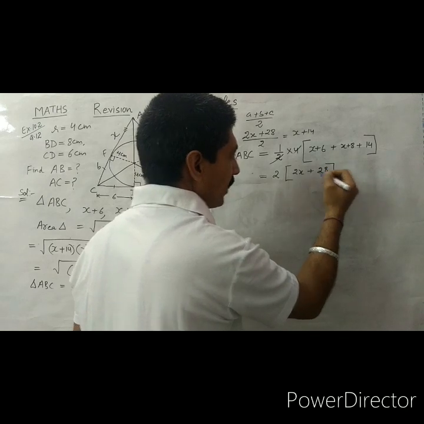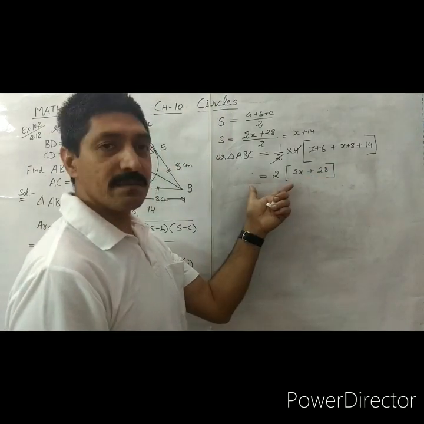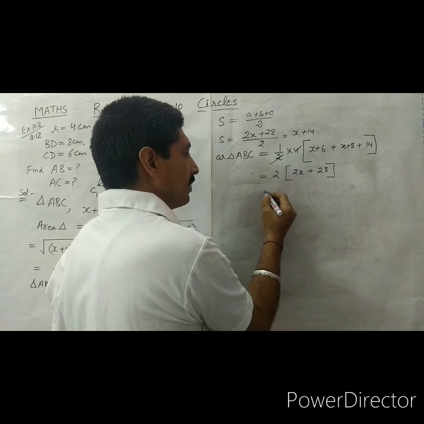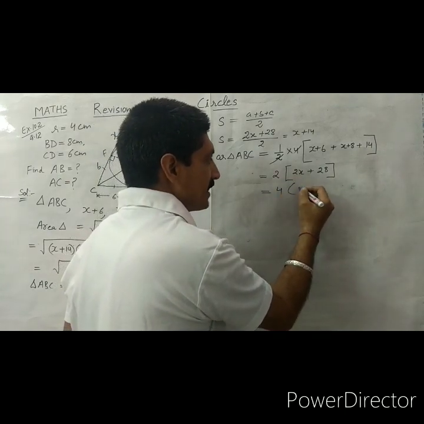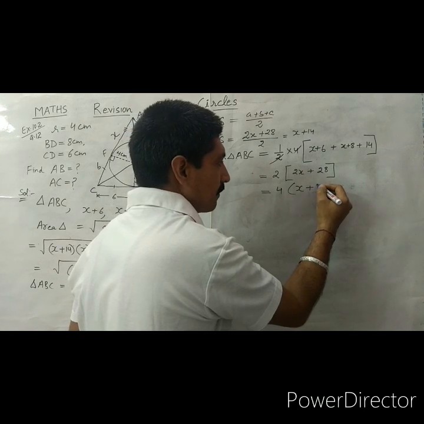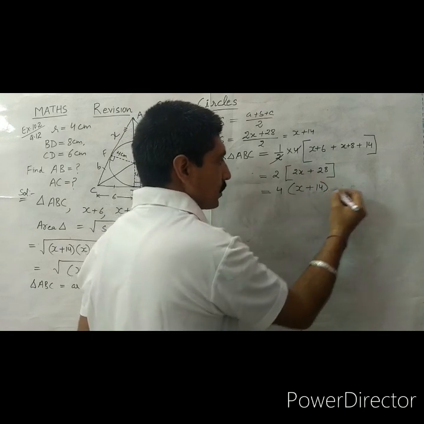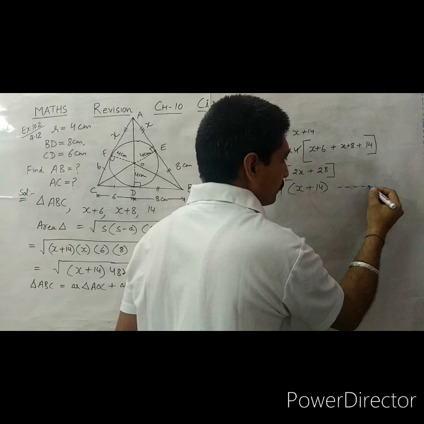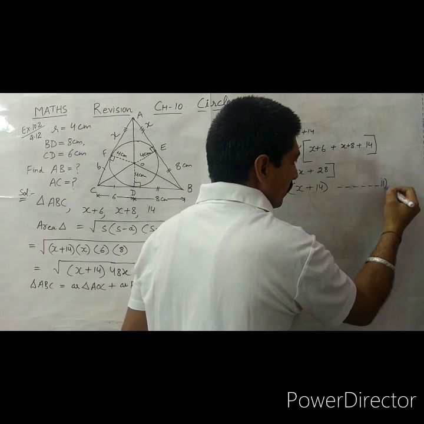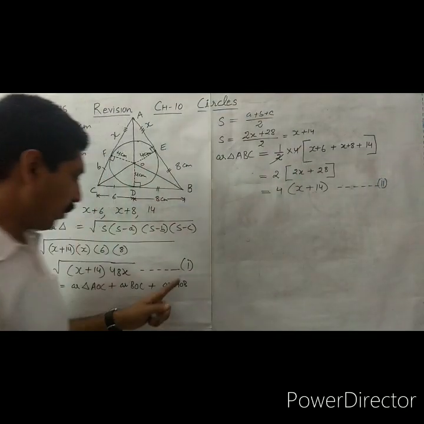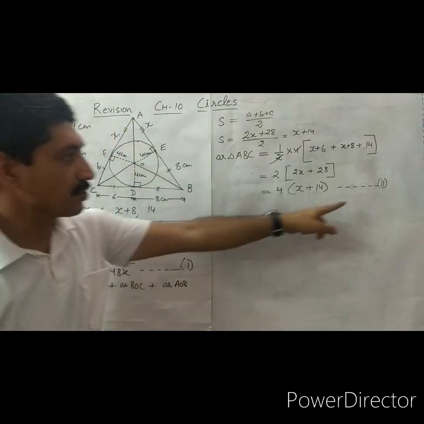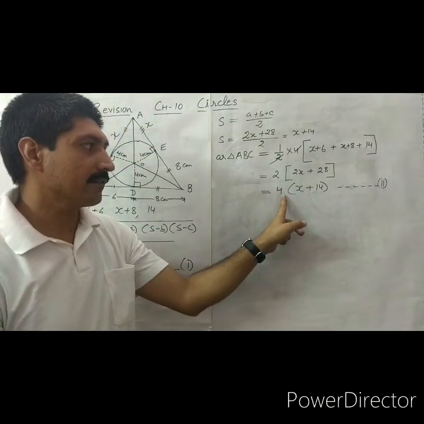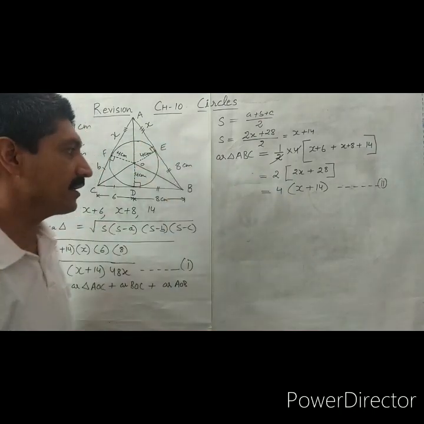28. Now here make it very simple. Take common 2, it becomes 4. Inside it is x plus 14. So this is equation number 2. Equation number 1, this is also area of triangle ABC, and this is equation number 2. This is also area of the same triangle ABC.